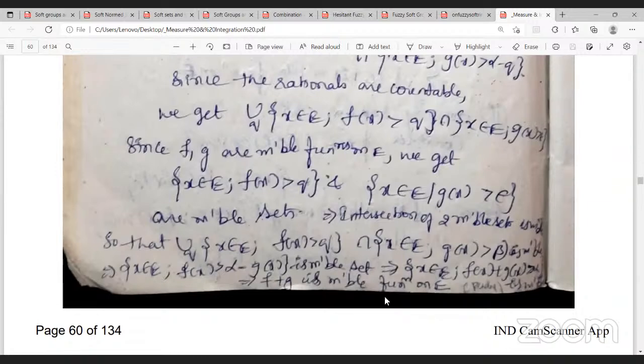On E, for any constant C, C into g is a measurable function. Already proved. Write in brackets there: this is already proved.